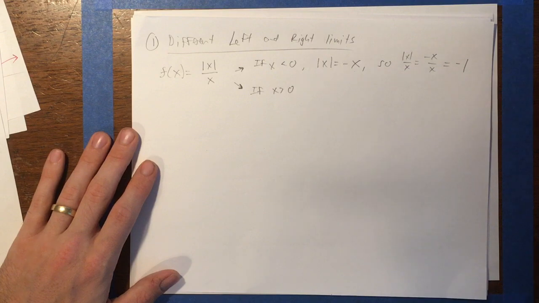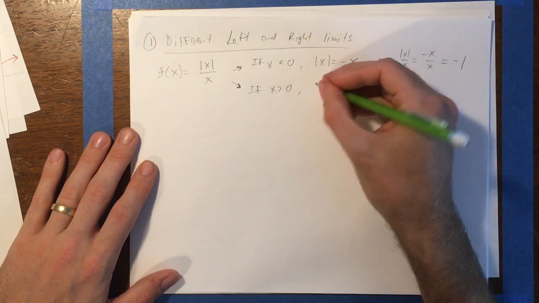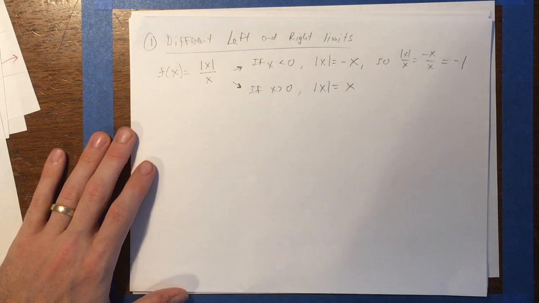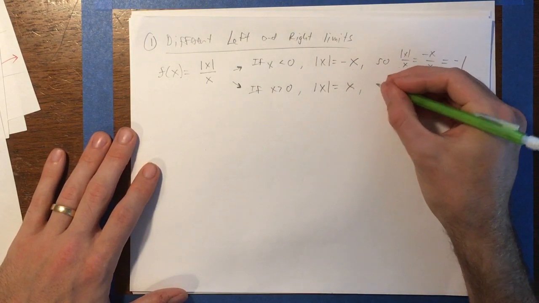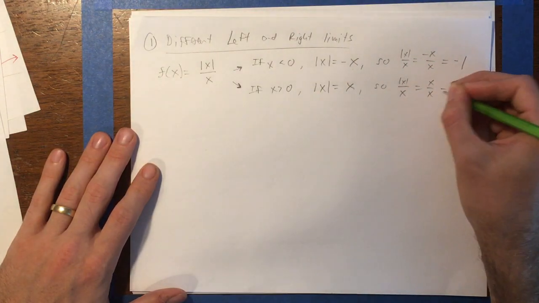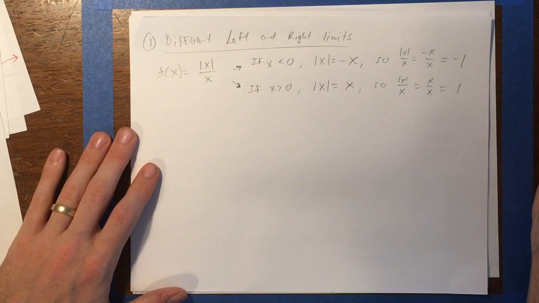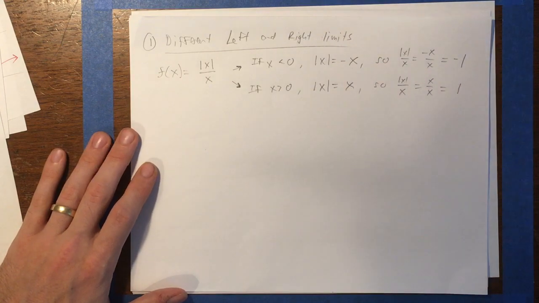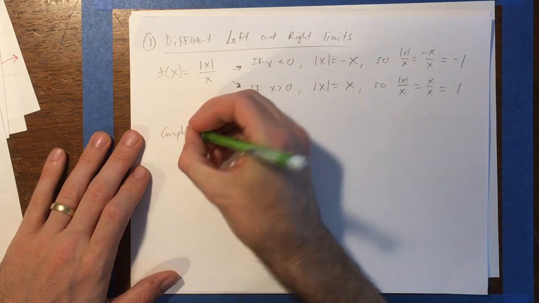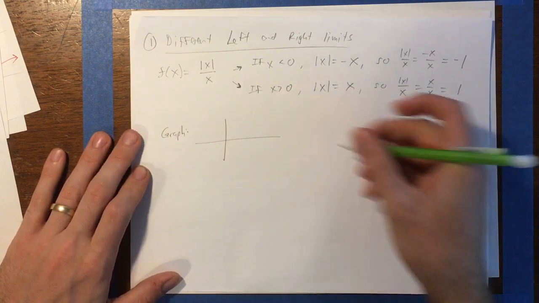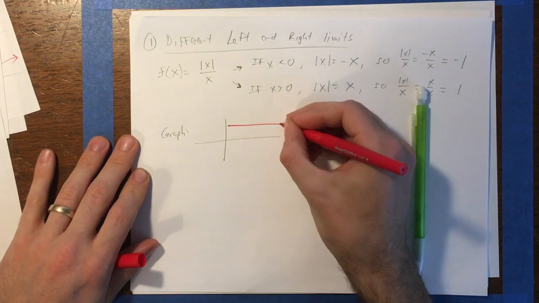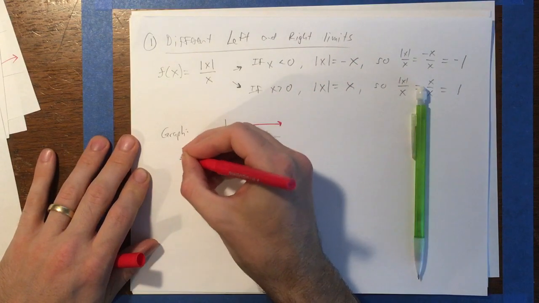It's just negative 1. What about in the positive case? If x is positive, then the absolute value of x just equals itself. The absolute value of a positive number is just itself. So then when I take this function, I get x over x, which is just positive 1. So this is just going to be positive 1 on one side and negative 1 on the other side. Let's draw a graph. On the right-hand side, we're going to have positive 1, and on the left-hand side, we're going to have negative 1.